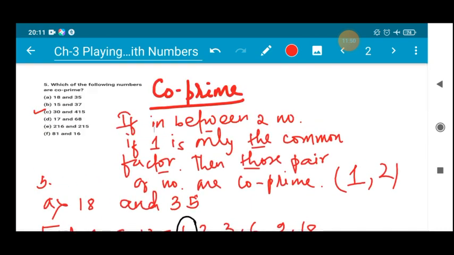All right, students. The remaining sums, D, E, F, I would like you to do yourself. Try it yourself. If you have any problem, you can share it with me. Okay, so now let's proceed to the next question.